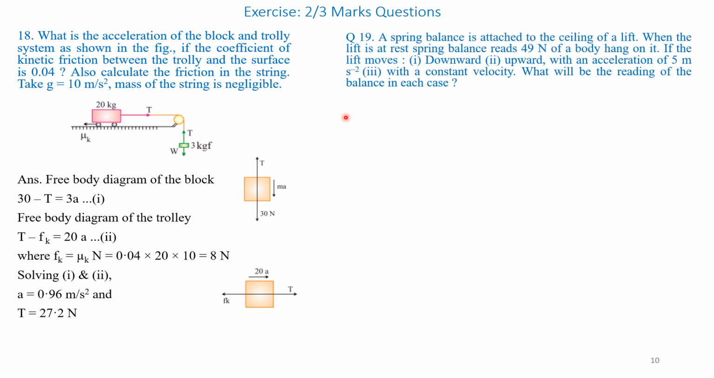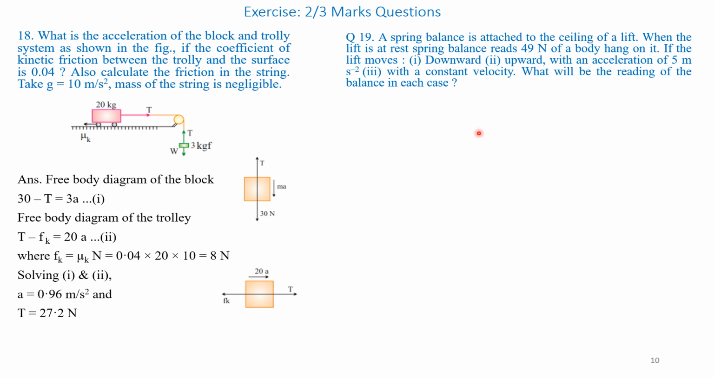Next question. A spring balance is attached to the ceiling of a lift. When the lift is at rest, the spring balance reads 49 newtons for a body hung on it. If the lift moves downward and upward with an acceleration of 5 meters per second square, and the third case is with a constant velocity, what will be the reading of the balance in each case?